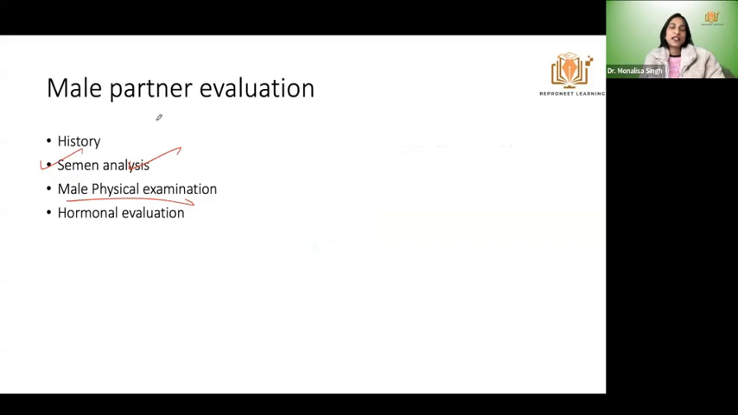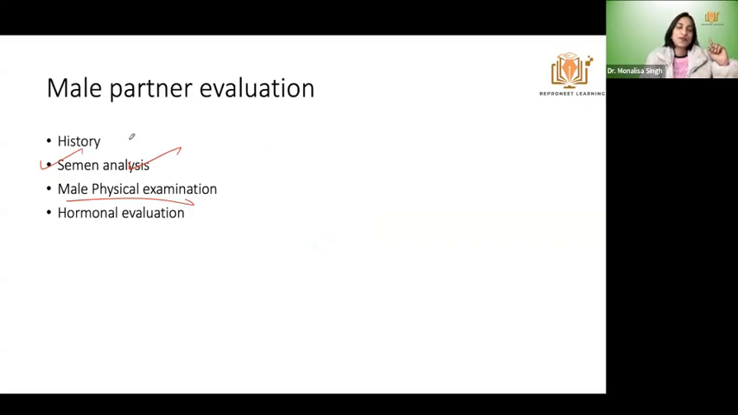Always history is followed by physical examination for all our exams. But here, luckily, you take history, you do semen analysis. If semen analysis is normal, forget about male physical examination. We don't need to examine the genitalia and secondary sexual characteristics. All we are bothered about is the semen. The semen is good, you do your management yourself.